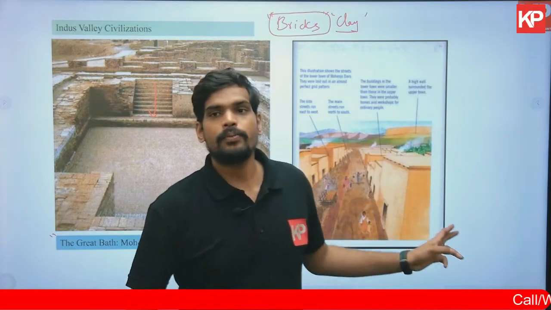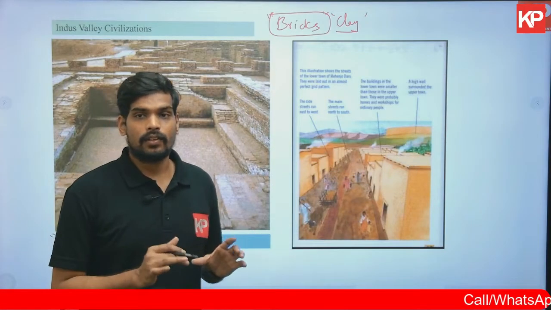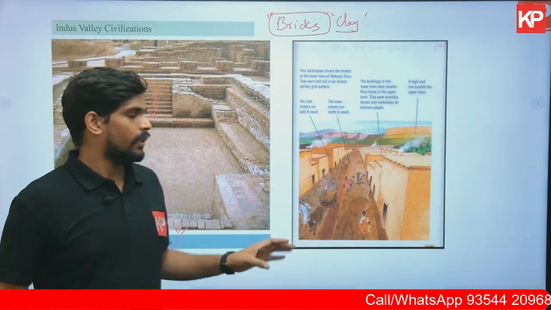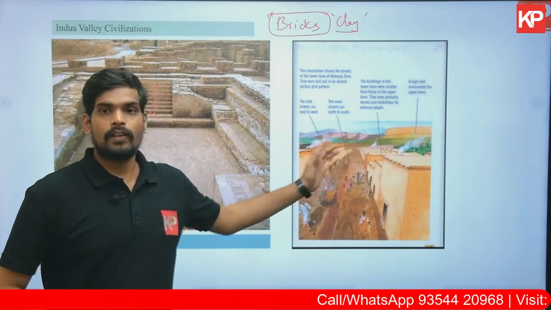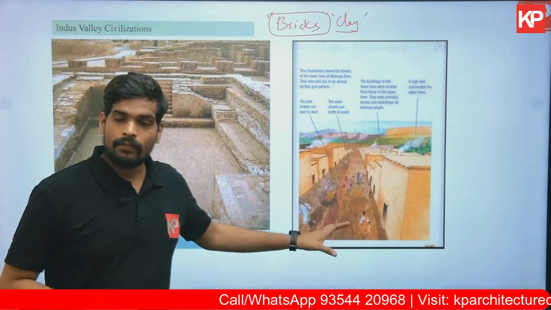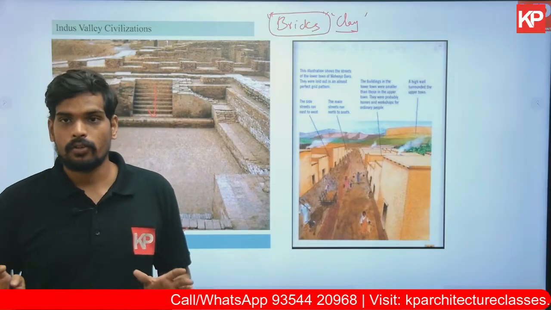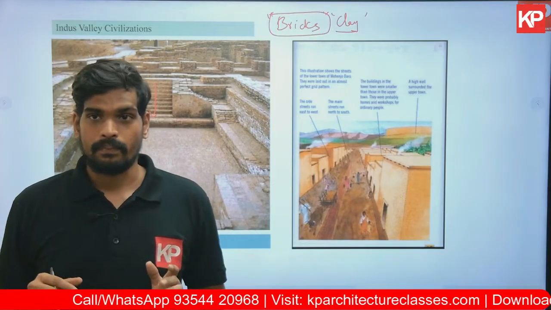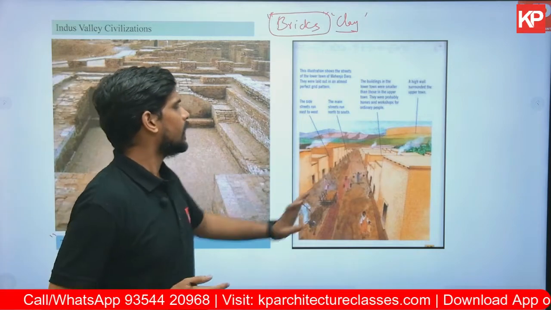Other than that, you can see this particular picture. This is a picture of a typical Indus Valley city in those times. You see the streets and houses along the streets, and the houses were constructed with flat roof. All the walls, the foundation, and everything was made out of bricks in the Indus Valley city. The roof was generally done out of timber. Timber roofing was generally seen in the cities.